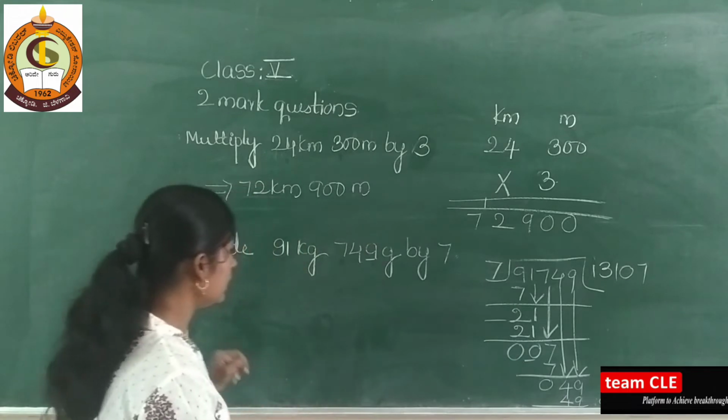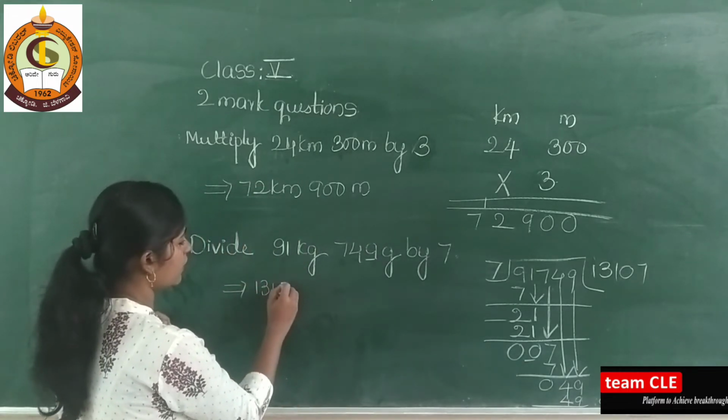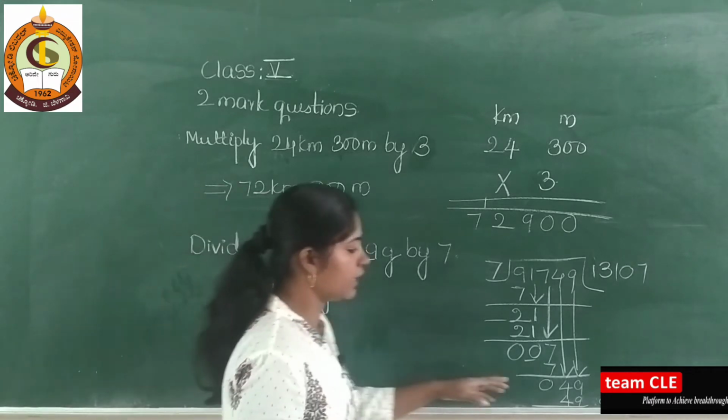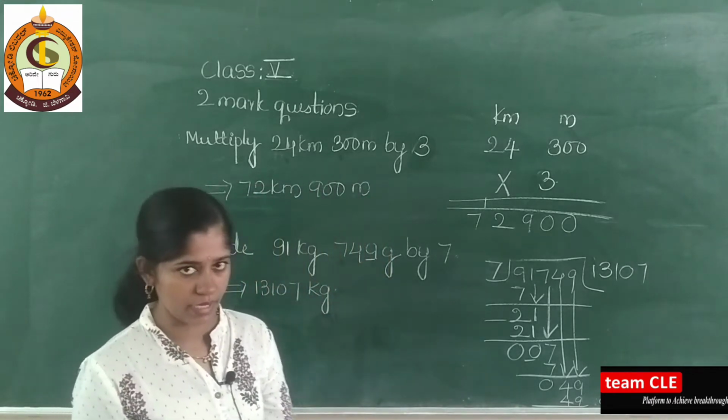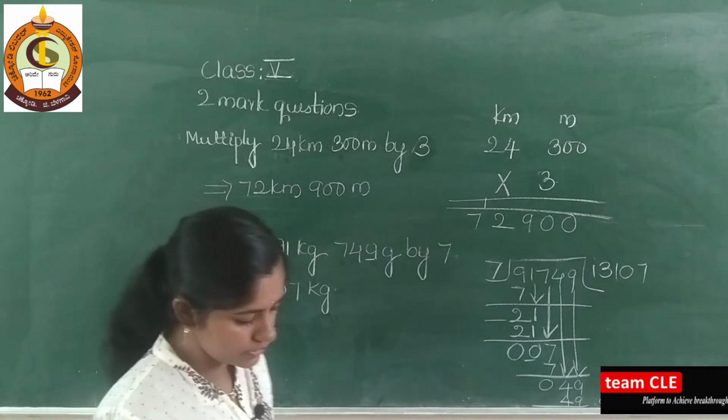So how many kg is it here? This is 13,107 kg. If you get any remainder here, then you write it as gram. Okay, so you have to practice this type of example at home.